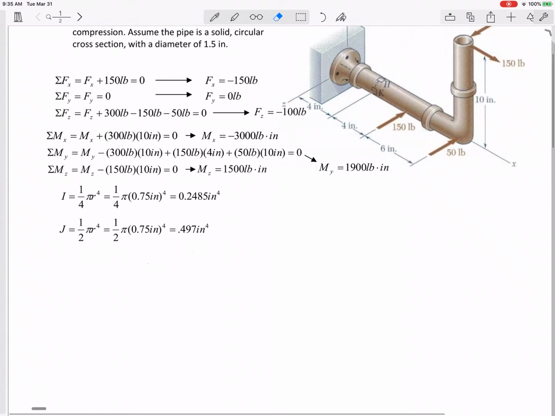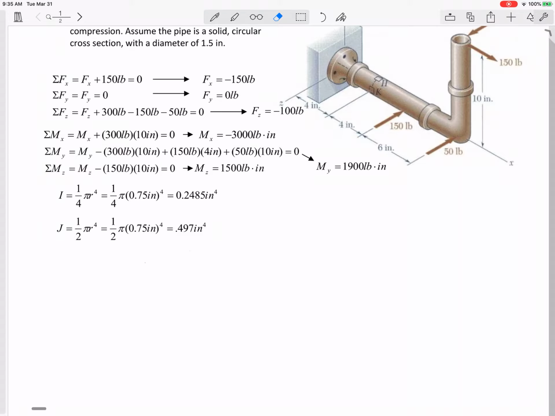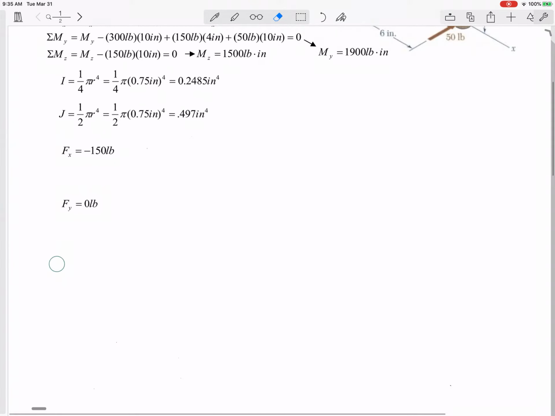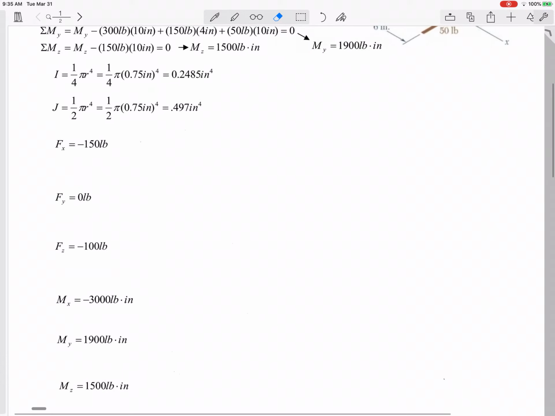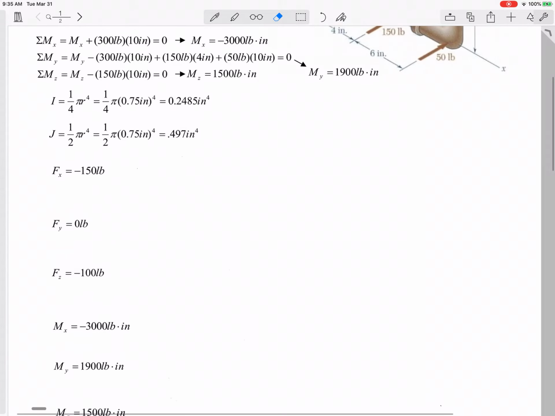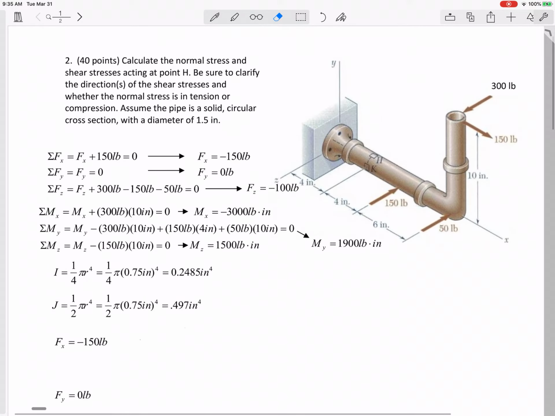Okay, and then I like to think about each of these forces and each of these moments, which could cause a stress. So I'm going to just write each of these moments and each of these forces, and remind myself what type of stress each causes. So there I've got the three forces and three moments. What type of stress does this Fx cause? I like to start with the axial.